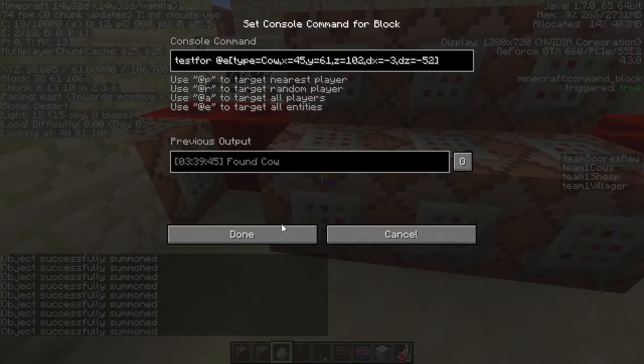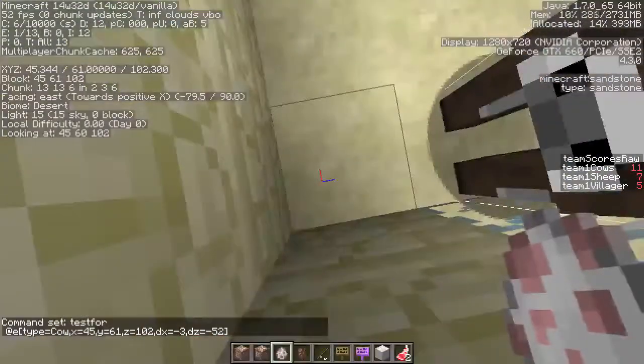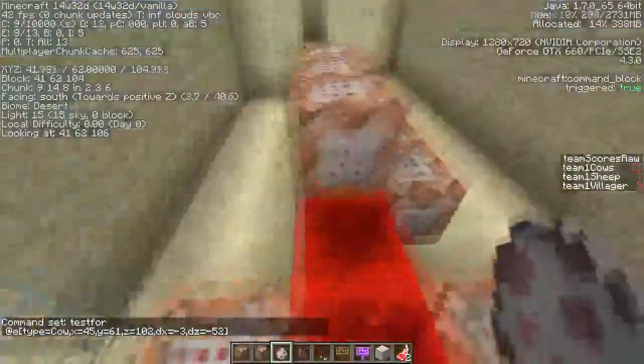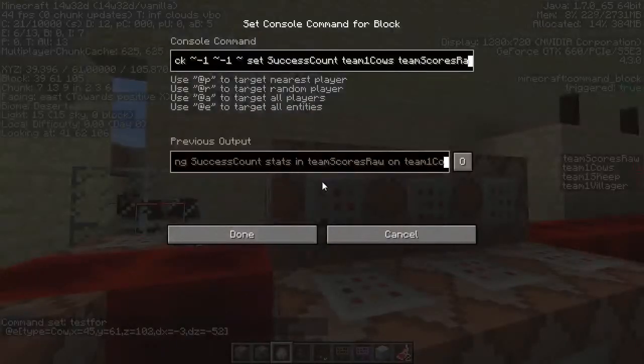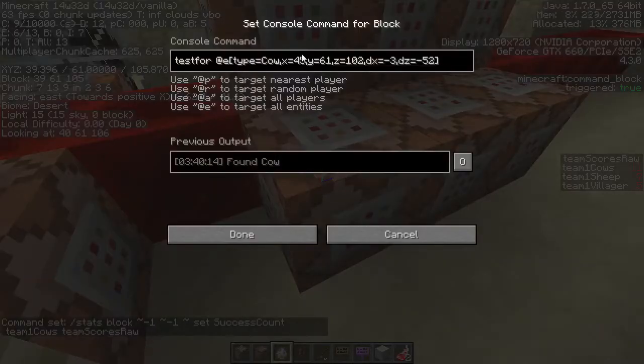And that X and Z is 45, 102, isn't it, for this corner over here? 45, 102, yeah. Any idea what's going on there, Nat? Yeah, but is it the test 4 selector or what? The X, Y, and Z are set very specifically. The DX and DZ are the ones that are set.